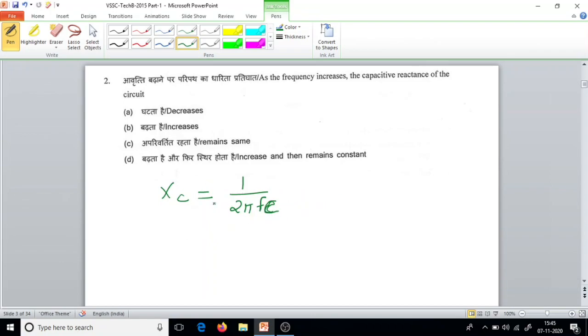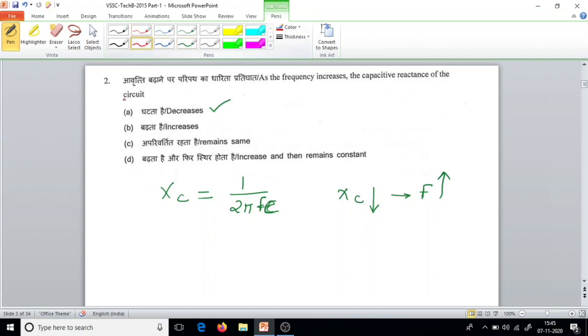So here, as the frequency increases, Xc decreases with increasing frequency, because the frequency term is coming in the denominator. With increase in frequency, our Xc value decreases. So the answer is option A, decreases.